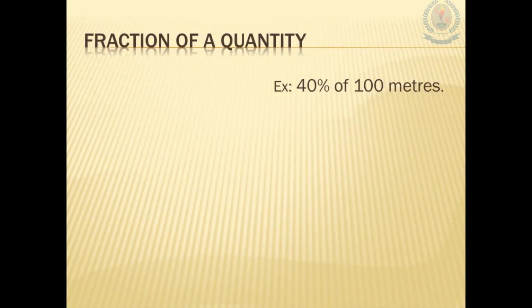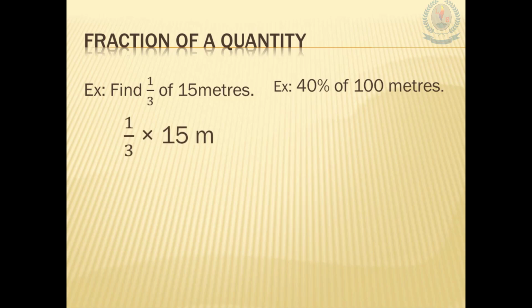Fraction of a quantity. First example, find 1/3 of 15 meters. To get the answer, you can write it as a multiplication. 1/3 times 15 meters. You can multiply the numerators, 1 times 15, 15. Then that answer you have to divide by 3. 15 divided by 3 is 5 meters.